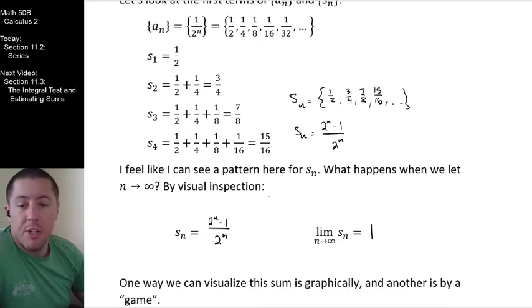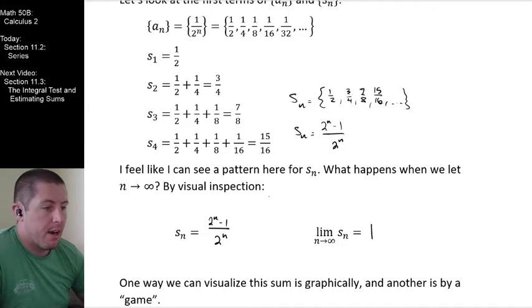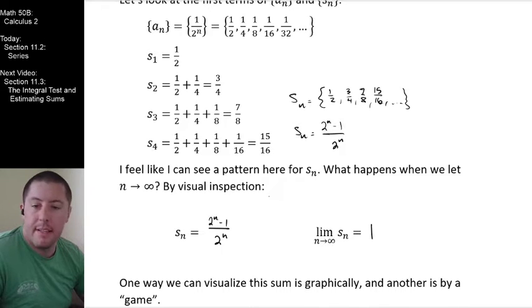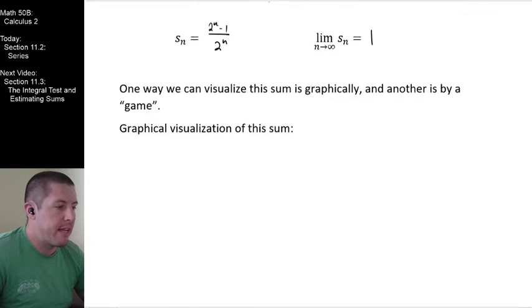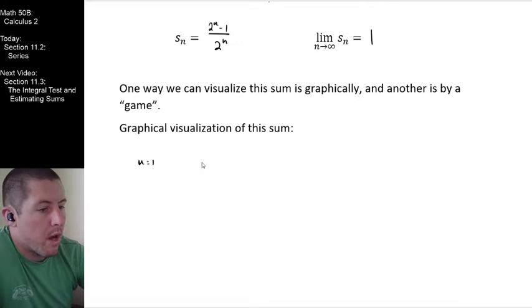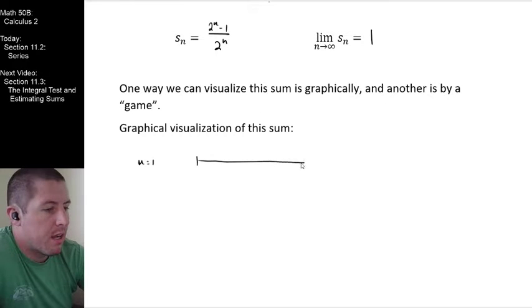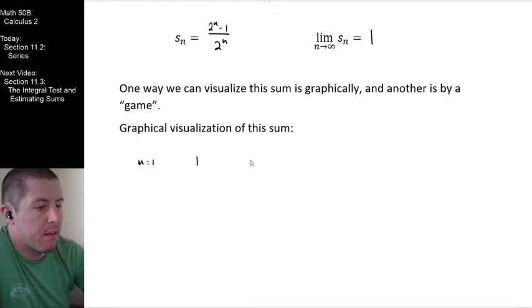So what I want to do is sort of visualize how we might be able to make this conclusion, that perhaps what I'm seeing is that this infinite series sums to 1. Let's see if we can take a look at some ways to visualize this. One thing we can do is graphically visualize this sum. And here's the way I'm thinking about this. When we have n equals 1, I'm going to draw this on the number line. If I'm thinking that this series is going to converge to 1, let me back up that line a little bit.